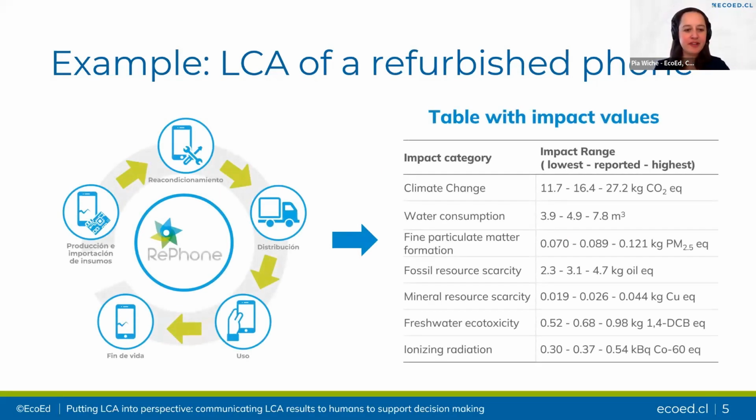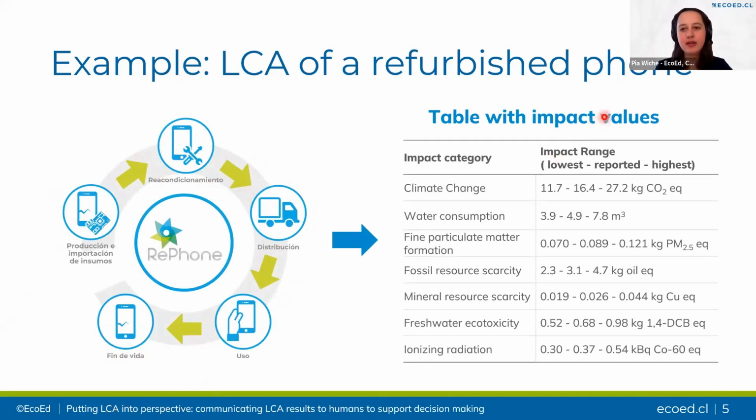And here's the very simplified, where's my mouse? The very simplified life cycle of this product. So you basically buy parts and then put them into an old product, and then you distribute them, use them, and the phone finally breaks in 3 years' time or whatnot.